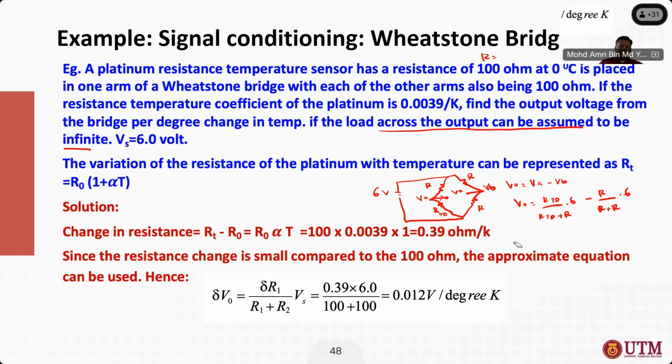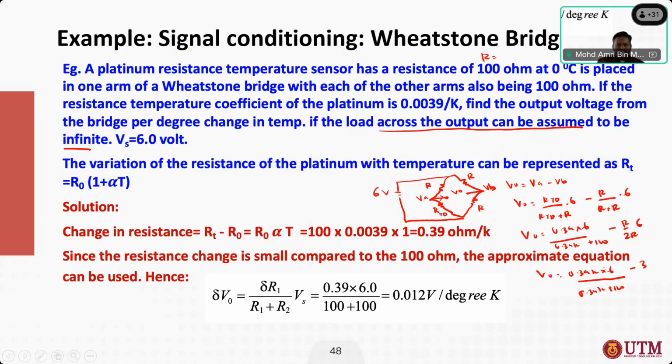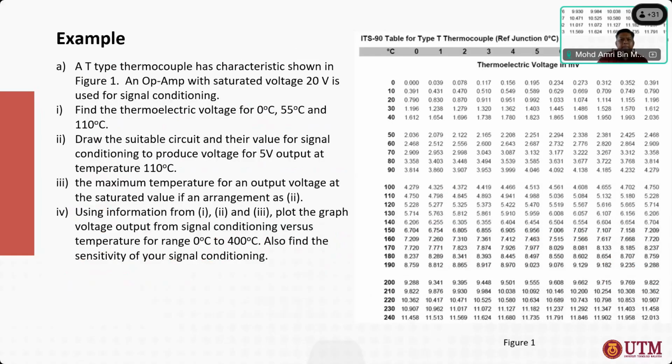And then we can similarly get the answer from V out equivalent to 0.39 multiplied with 6 over 0.39 K plus 100 minus, this is R plus R, so 1 over 2, R over 2R, 6. So V out equivalent to 0.39 K multiplied with 6 divided by 0.39 K plus 100 minus 3. So since you can get the answer, right?